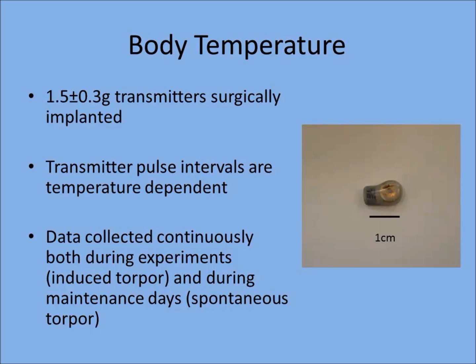They're about 1.5 grams. These transceivers emit a radio pulse, and the frequency between pulse intervals is temperature dependent, with a longer pulse interval indicating a lower body temperature. Body temperature data will be continuously measured during respirometry experiments to determine any induced torpor that's occurring, and during intermittent or maintenance days to see if there's any spontaneous torpor that occurs.